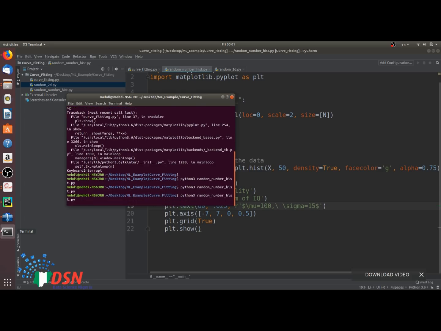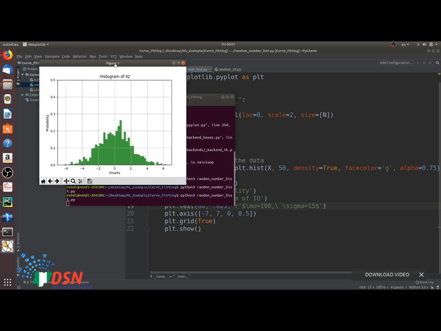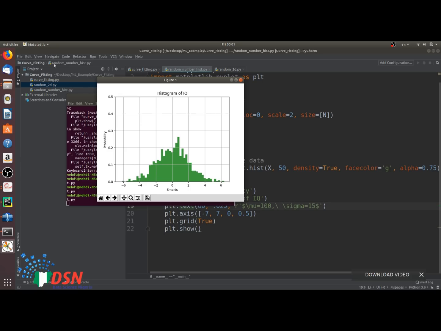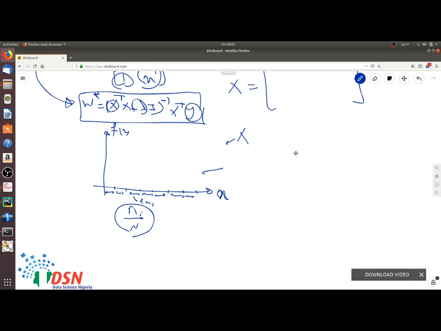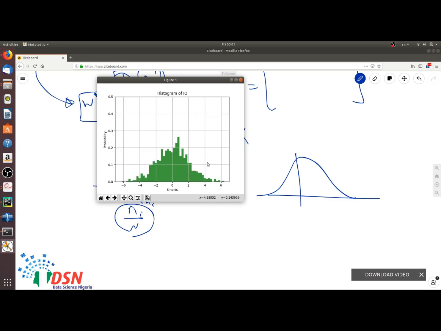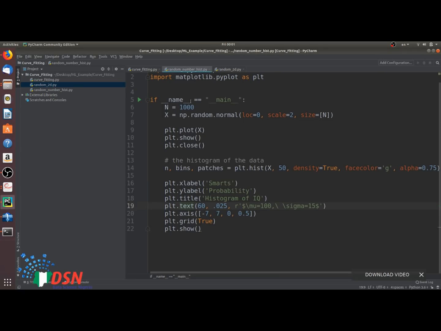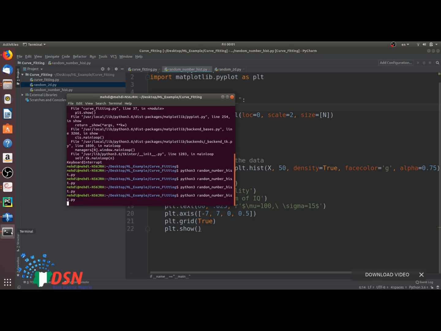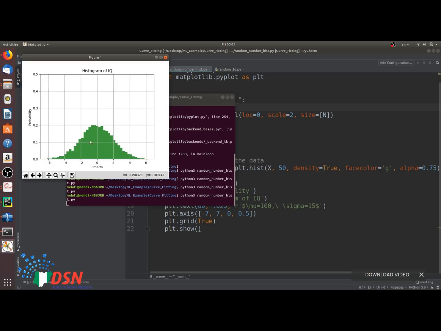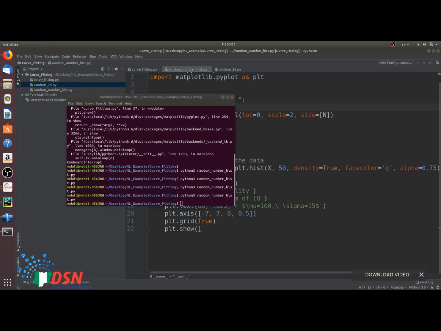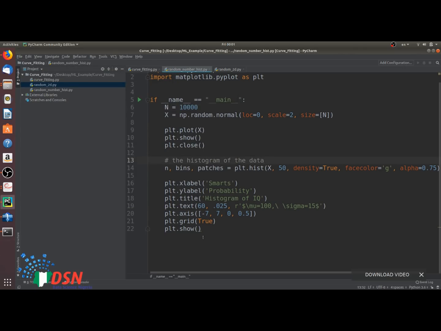If I run that, you could see that the histogram is something like this. It is very similar to the actual distribution, which is something like this, the actual Gaussian distribution, and you could see that this is a very good approximation of that. If we increase our data points, it will be a much better approximation of this density function.